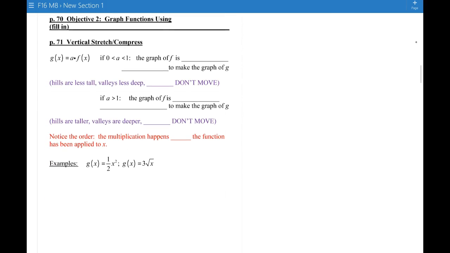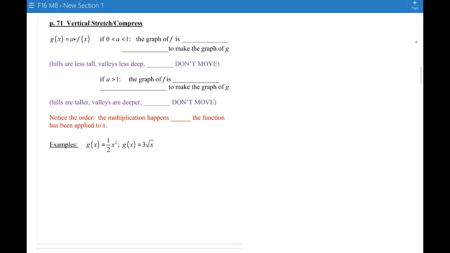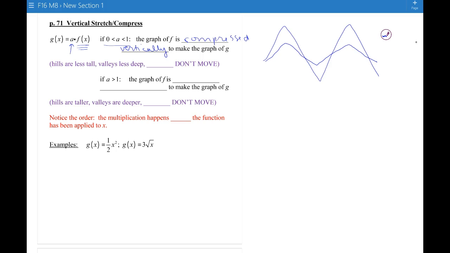Okay, so the second objective is about vertical and horizontal stretches and compressions. So there's actually 4 scenarios here. So if I have the function happening first and then the multiplication, and a is between 0 and 1, the graph of f is compressed vertically to make the graph of g. So if the graph used to look like this, and a is between 0 and 1, it's going to make the mountains less tall and the valleys not as low.